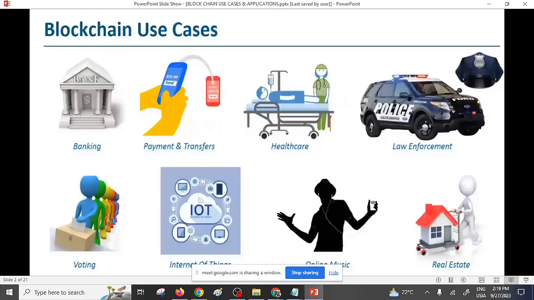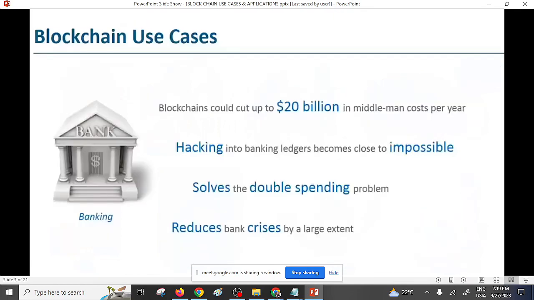Online music, copyright issues, how is it handled using blockchain technology? And of course, real estate. I think there's a group that is doing some good research. We are waiting to understand more about real estate and how they use blockchain technology.